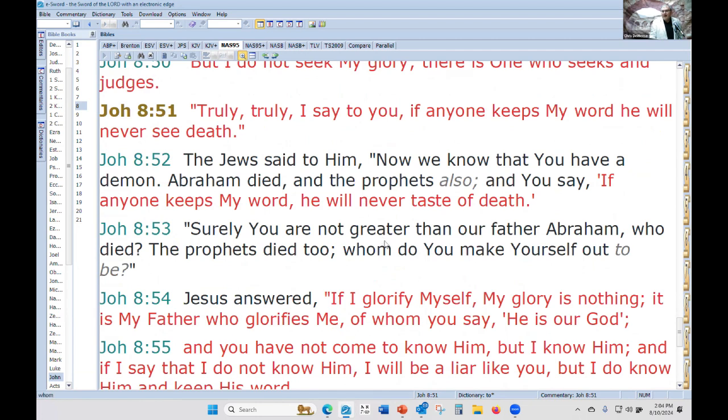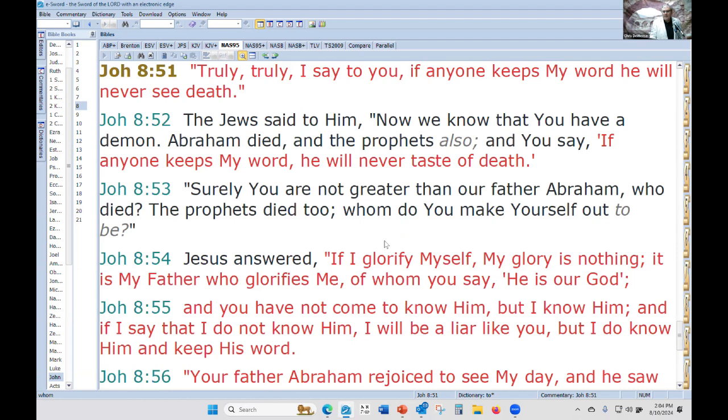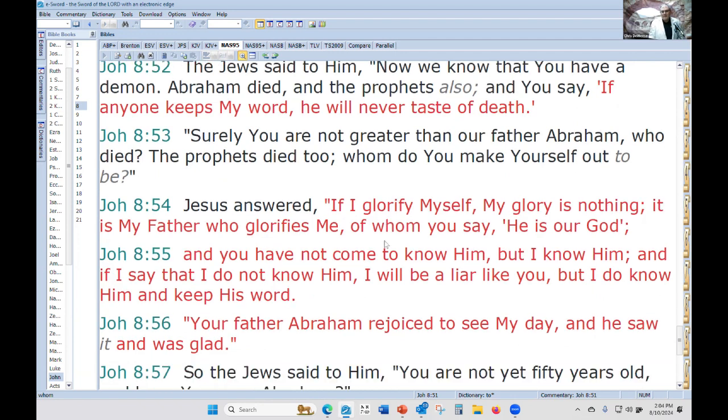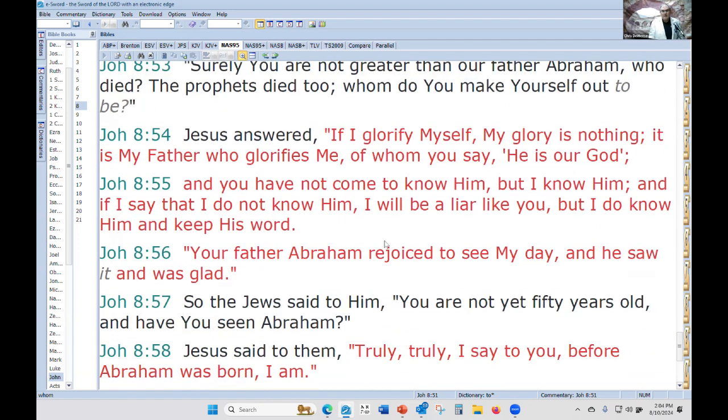The Jews said to him, now we know you have a demon. Abraham died and the prophets also. And you say, if anybody keeps my word, he'll never taste death. Surely you are not greater than our father Abraham who died. The prophets did too. Whom do you make yourself out to be? Whew. Right? He is saying some big stuff there.